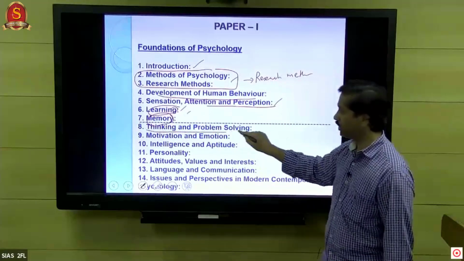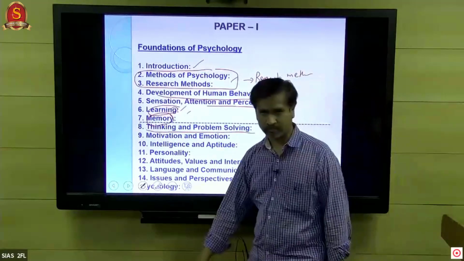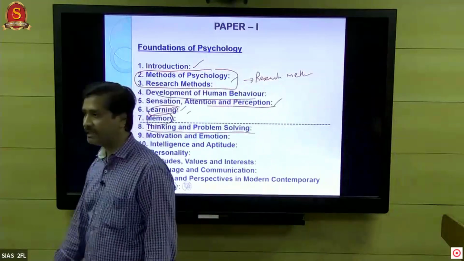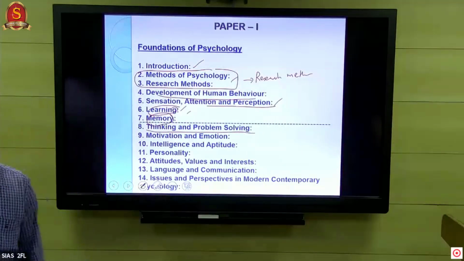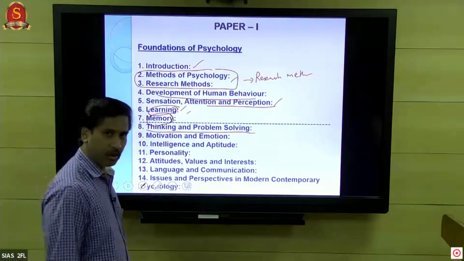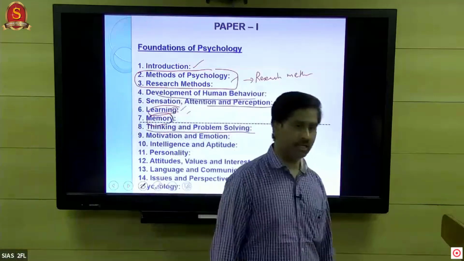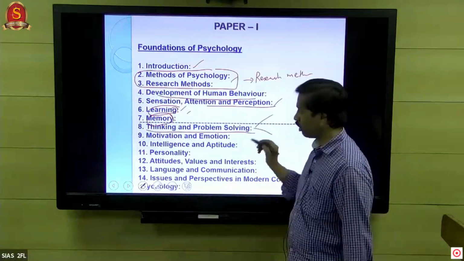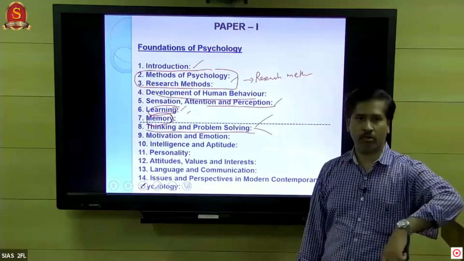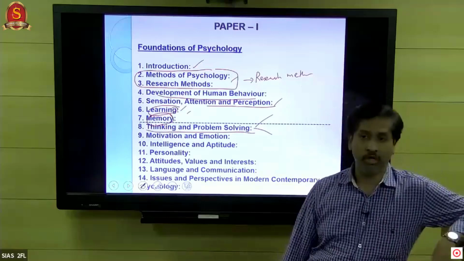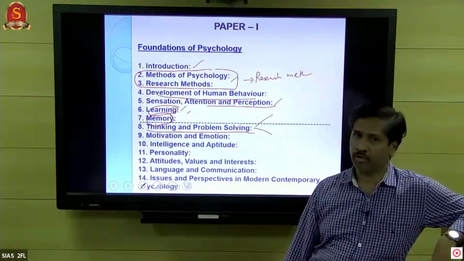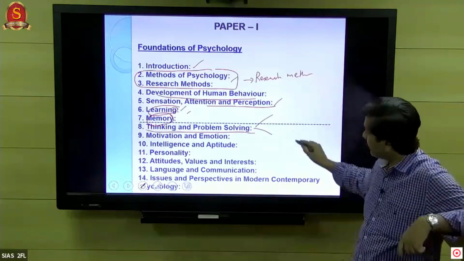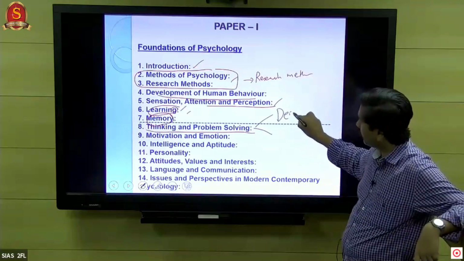Then comes the next important chapter, thinking and problem solving. So how we think, how our thinking process happens. How do we think? What factors play a role in our thinking process? And then within this, we have many small chapters like problem solving. So when you come across a problem, any real-life problem, how do we approach the problem? How do we solve the problem? And then the next chapter in this is also decision making.